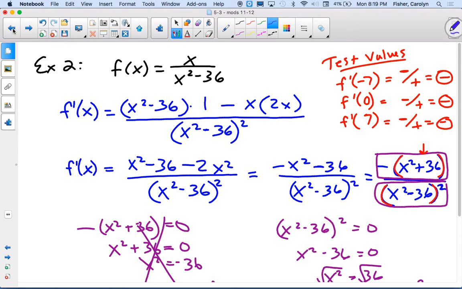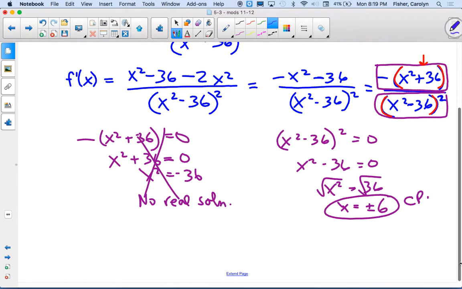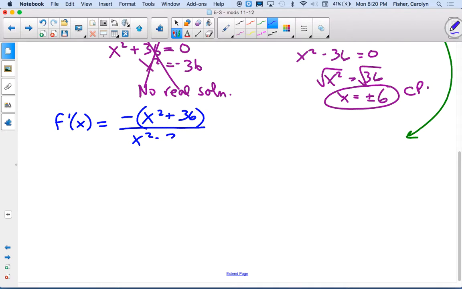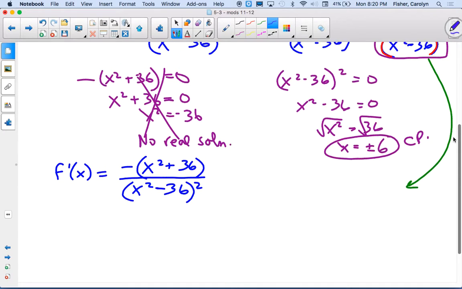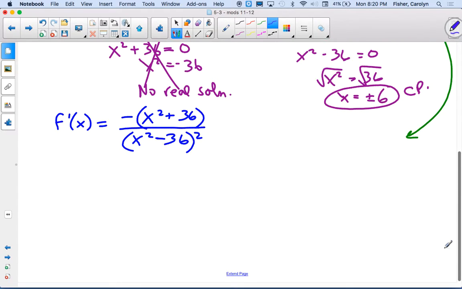Okay, I'm on to my second derivative. So that means that I'm going to attempt to take the derivative of this. So I'm going to go ahead and rewrite that, so I've got that in front of me. That was my first derivative. This is just me rewriting so I can fit it on the screen here: negative x squared plus 36 all over x squared minus 36 squared. Again, that's exactly what I had right up here. So let's go ahead and take the second derivative.